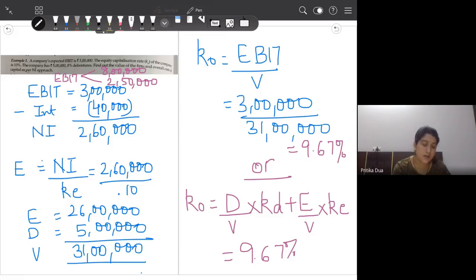All these steps are there on your screens. You just need to change the value of EBIT. The remaining steps are the same. Okay, so this is for the second part. Solve. Others also solve. Then I'll check the answer.